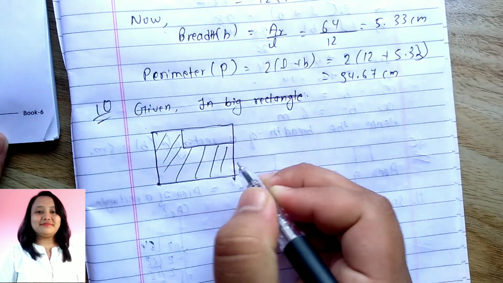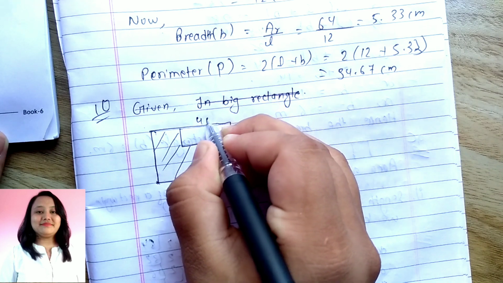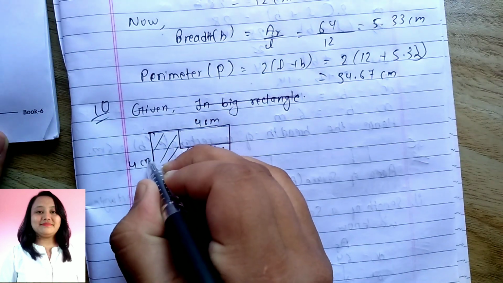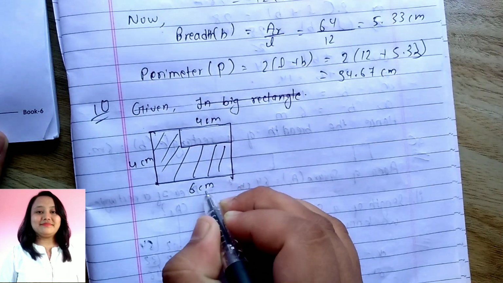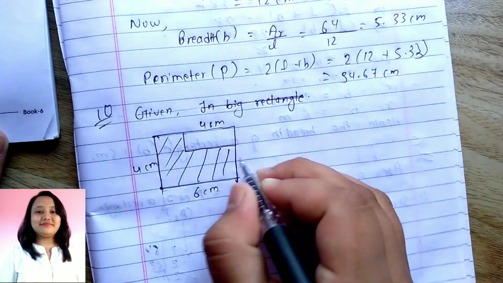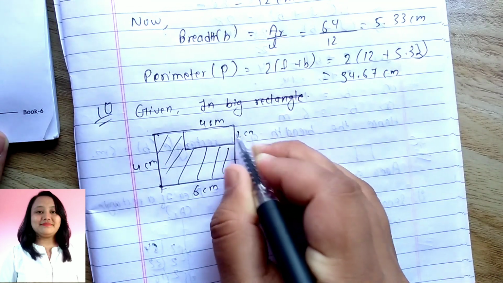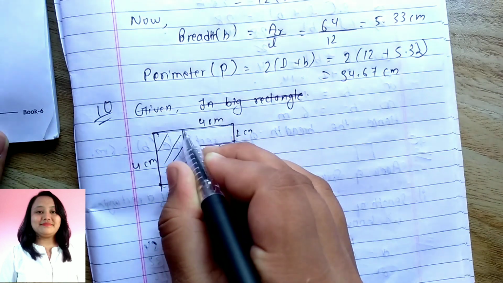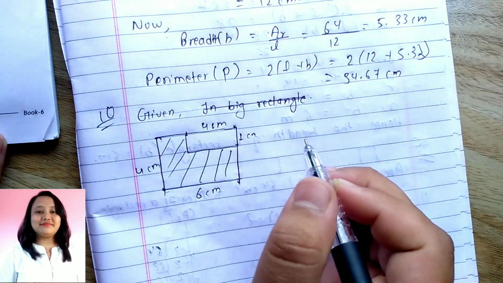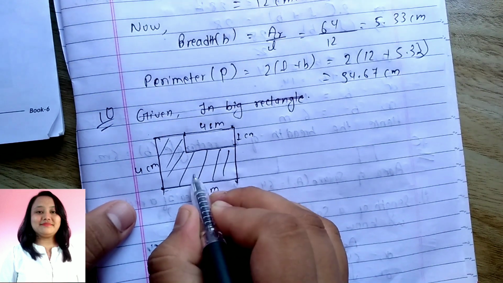And here is the shaded portion, and it is given 4 cm. Here also it is given 4 cm. This whole is given 6 centimeter, this whole means from here to here, and then 1 cm means from this one to this one it is 1 centimeter. From here to here it is 4 centimeter. So this one is given. Now we have to find out the shaded portion.